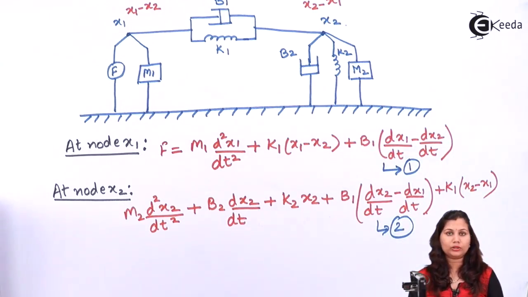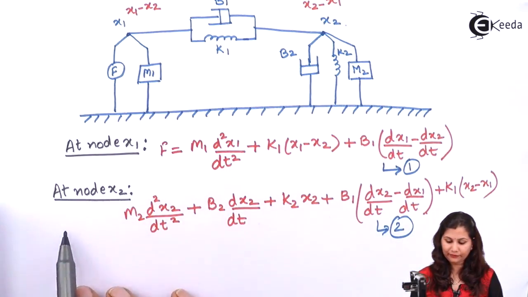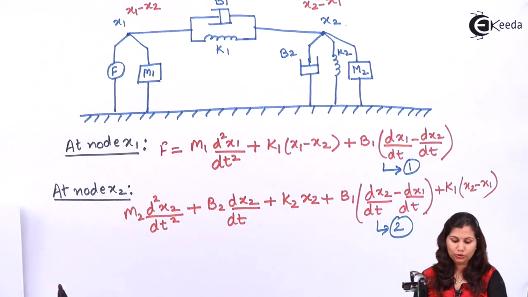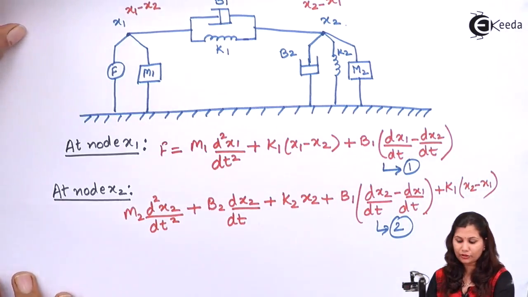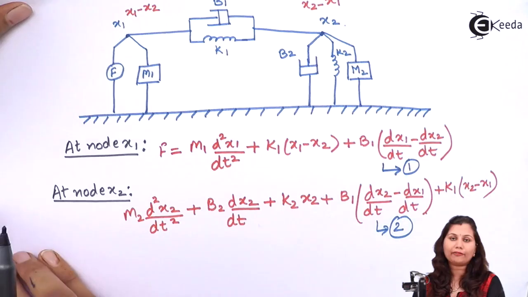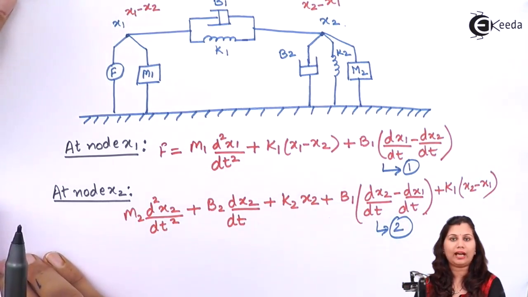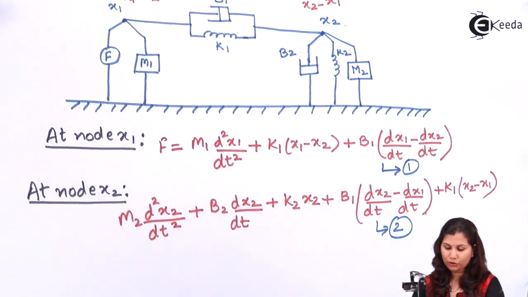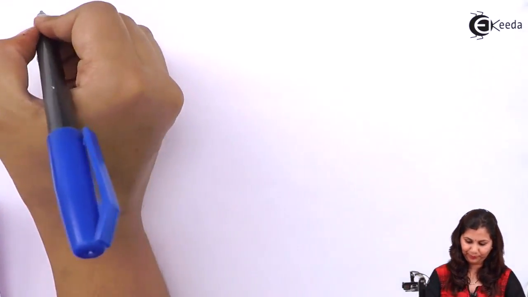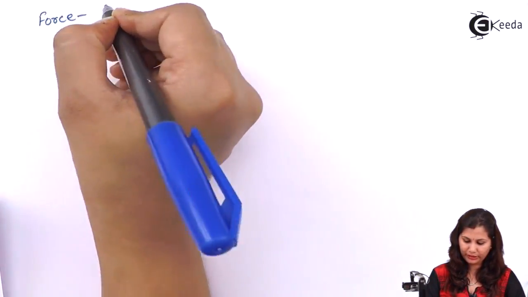So we have drawn the nodal diagram and written the nodal equations. Now we have to find the analogous electrical system. There are two analogies to derive the analogous system: first the force voltage analogy, and second the force current analogy. First we will draw the analogous system using the force voltage analogy.